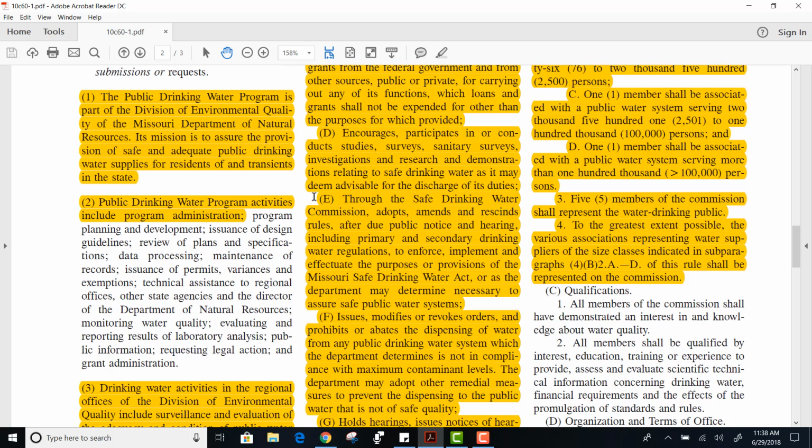Paragraph E, through the Safe Drinking Water Commission, they write all the rules. There's a public notice. Anytime that there's a rule change, there has to be a public notification. There's public meetings. They call them hearings. And then there's public comment again before there's a vote taken by the Safe Drinking Water Commission. We'll get in that commission in just a minute.